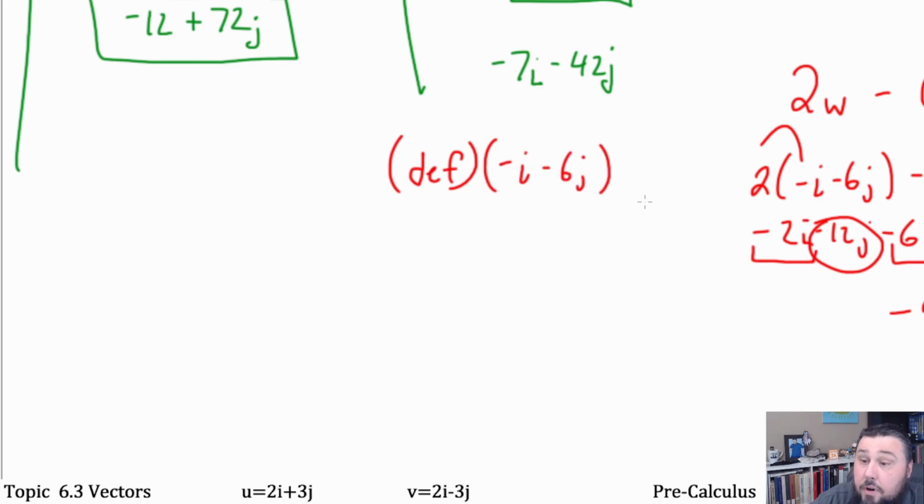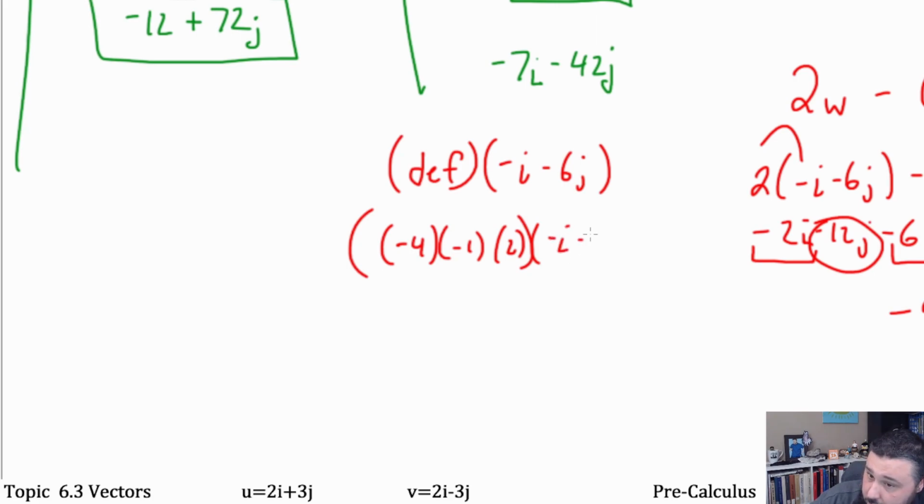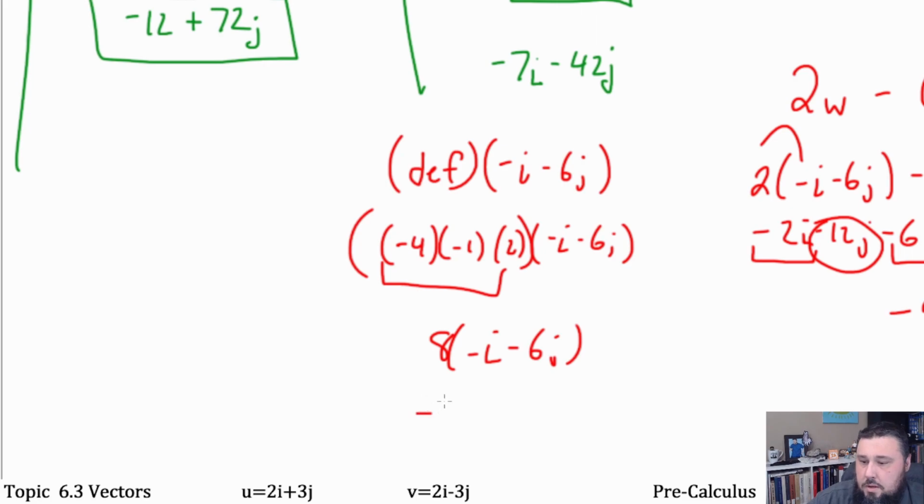D, E, F are negative 4, negative 1, and 2 respectively, times, well, we have to do those first. That doesn't really matter, I guess. This is just going to be positive 8 times negative I minus 6j, leaving me with negative 8i minus 48j.